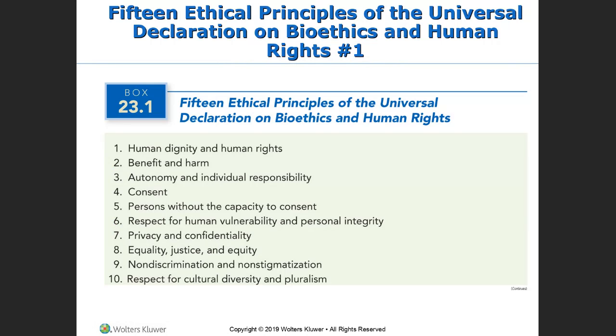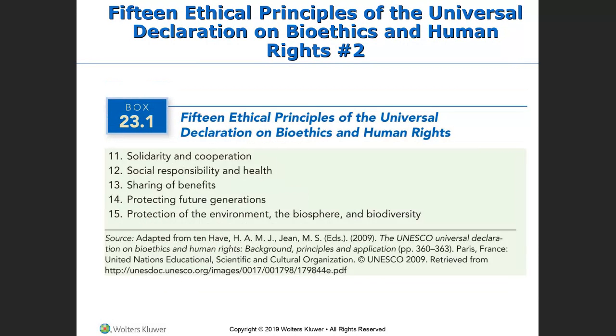There are 15 ethical principles of the Universal Declaration of Bioethics and Human Rights. These are standard, and I'm not going to read through them, you can read through them, but there is a standard citation on the next page. These are generally accepted rules across the world about what is important when dealing with bioethics and human rights.